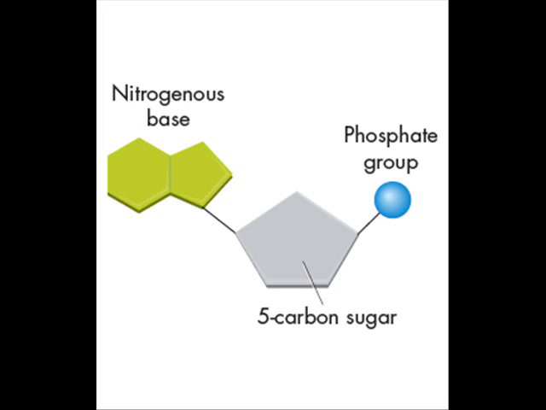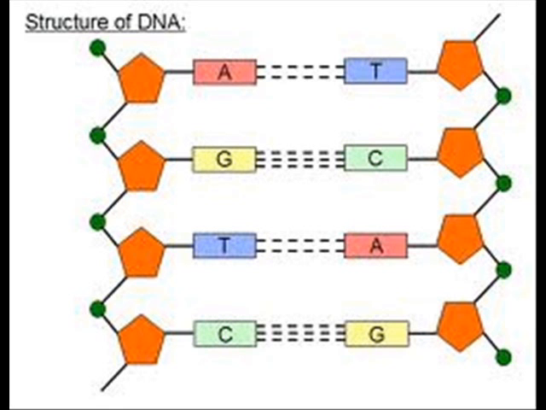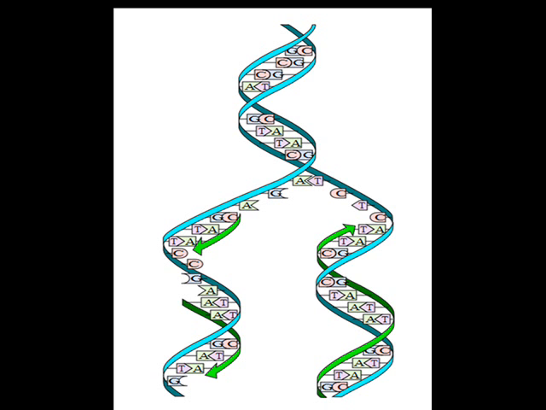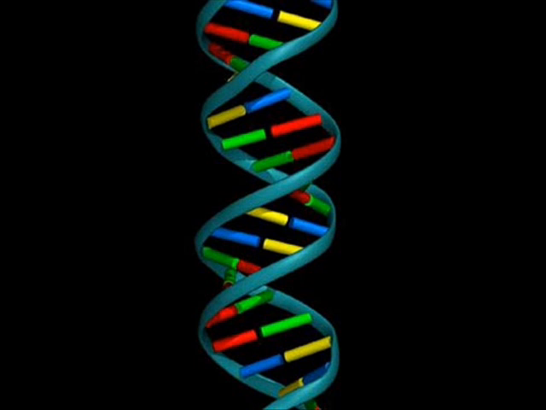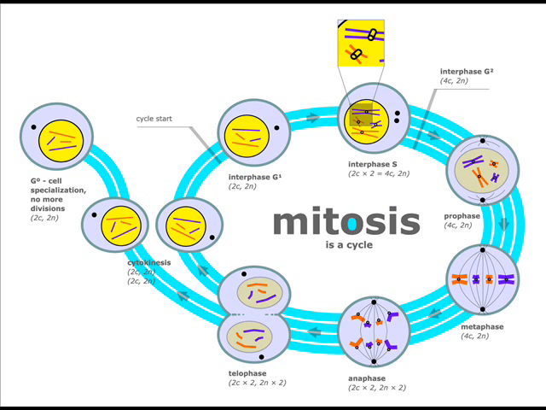Adenine, thymine, cytosine, and guanine are DNA's bases. A pairs with T and C pairs with G. DNA contains genetic info. In the double helix, the nitrogen continues into mitosis.